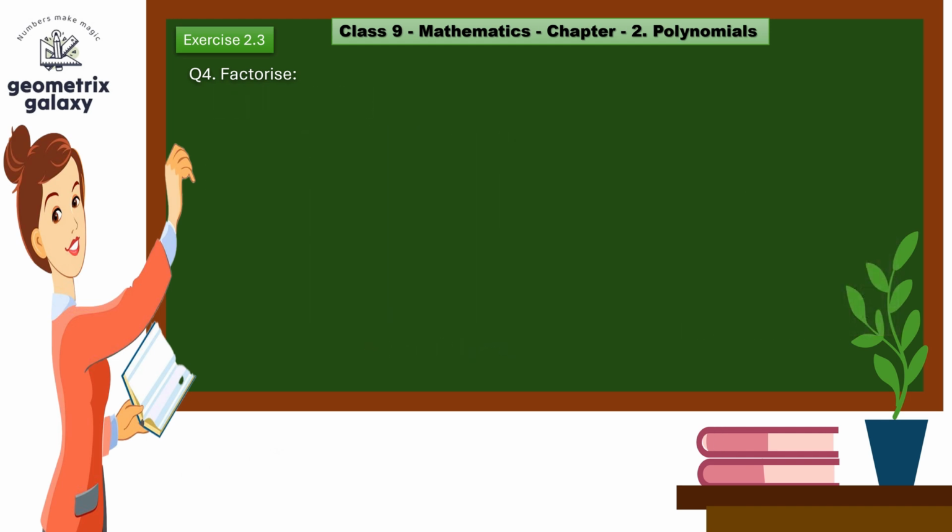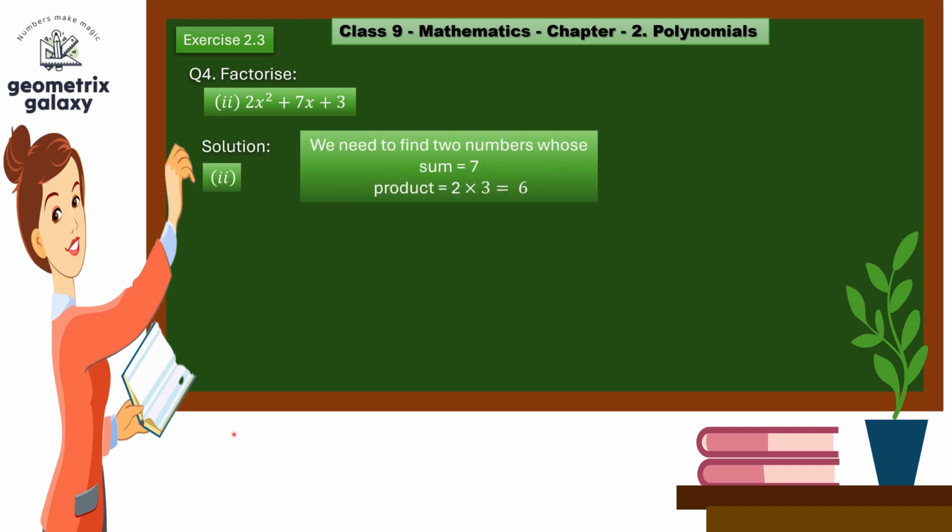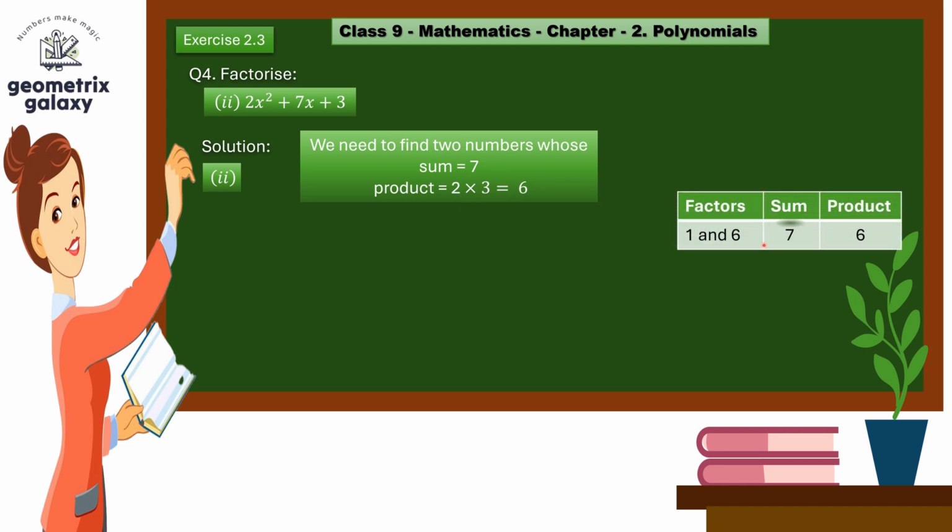The second subdivision is 2x squared plus 7x plus 3. We need to find two numbers whose sum is 7 and the product is 2 into 3. Again I repeat, the sum is the coefficient of the middle term and the product is the product of the coefficient of x squared, 2, and the constant term 3, which is 6. We need to get the product 6. So 1 into 6 is 6. If I add 1 and 6, I get 7. Therefore the sum is 7 and the product is 6. So I can use the factors 1 and 6.